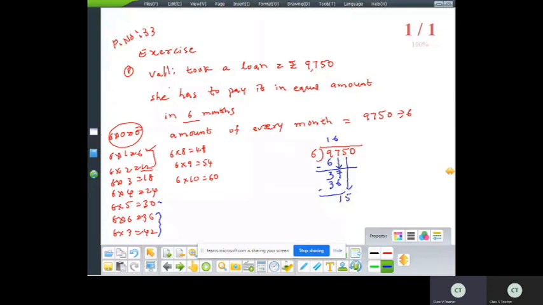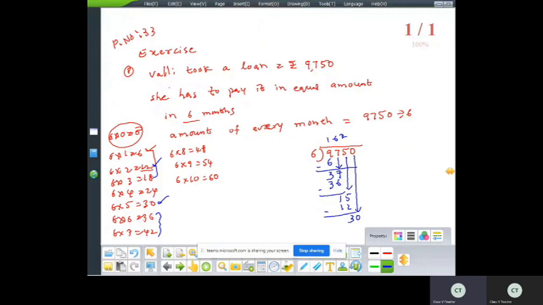In the 6 table there is no 15, but 15 lies between 12 and 18. 18 is bigger than 15, so we take the lesser value, that is 6 twos are 12. Now subtraction: 5 minus 2 is 3, 1 minus 1 is 0. The final digit, 0, will come down. Now 3 and 0 make 30. Yes, in the 6 table we have 30, that is 6 fives are 30. Now 30 minus 30 is 0.